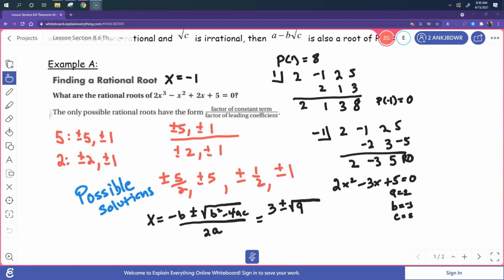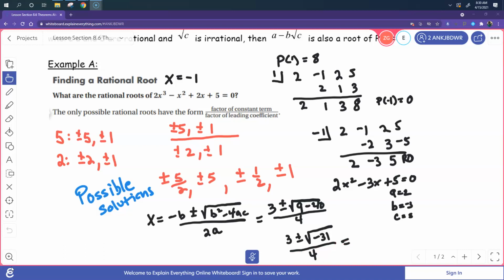So I have 3 plus or minus the square root of 9 minus 4 times a, which is 2, that's 8, times c, which is 40. So I have 9 minus 40 over 2 times 2, which is 4. 3 plus or minus the square root of 9 minus 40, which is negative 31, over 4.